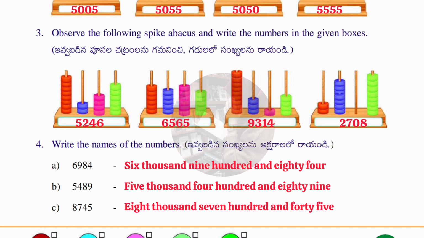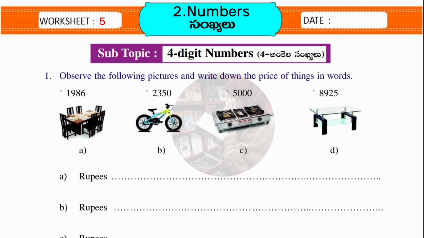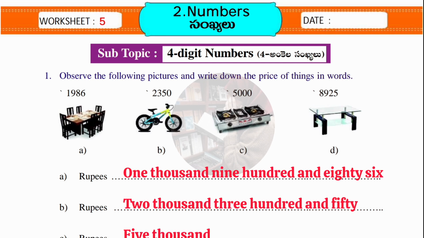Now we'll move to the next worksheet, that is worksheet number 5. Here the subtopic is 4-digit numbers. Let's see the first question. Observe the following pictures and write down the price of things in words. Here we have given 4 different pictures. For each picture there is a price tag. What we have to do is write the given amount in words form.